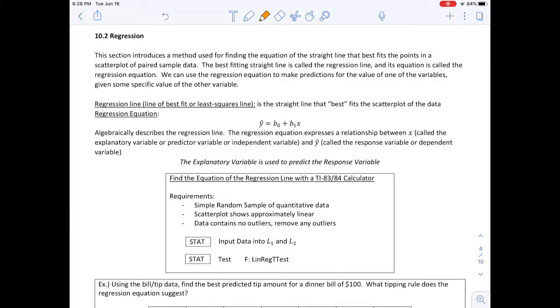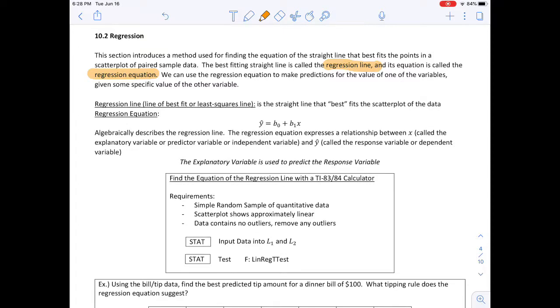We are in section 10.2, regression. This section introduces a method used for finding the equation of the straight line that best fits the points in a scatter plot of paired sample data. The best fitting straight line is called a regression line, and its equation is called the regression equation. We can use the regression equation to make predictions for the value of one variable given some specific value of the other variable.